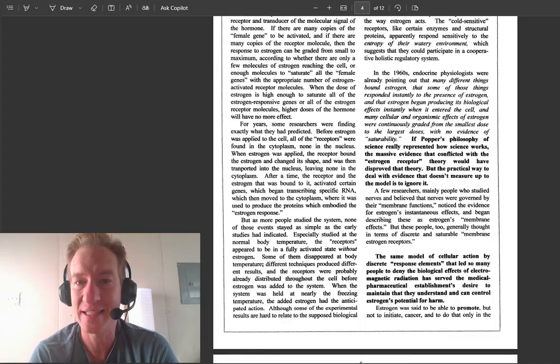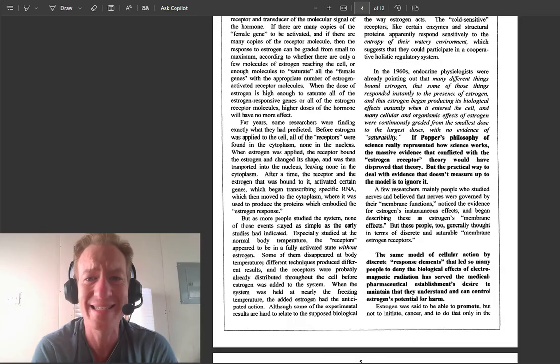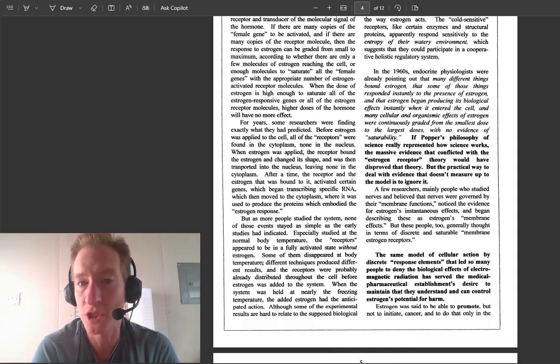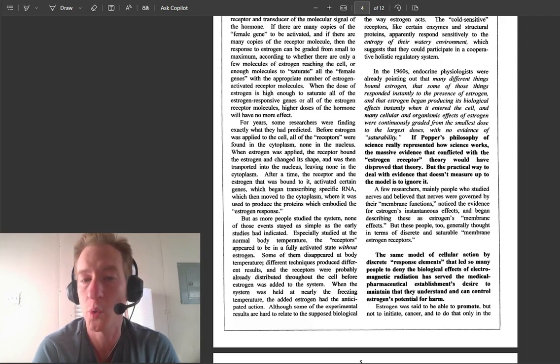In the 1960s, endocrine physiologists were already pointing out that many different things bound estrogen, that some of those things responded instantly in the presence of estrogen, and that estrogen began producing its biological effects instantly when it entered the cell, and many cellular and organismic effects of estrogen were continuously graded from the smallest dose to the largest doses with no evidence of so-called saturability.